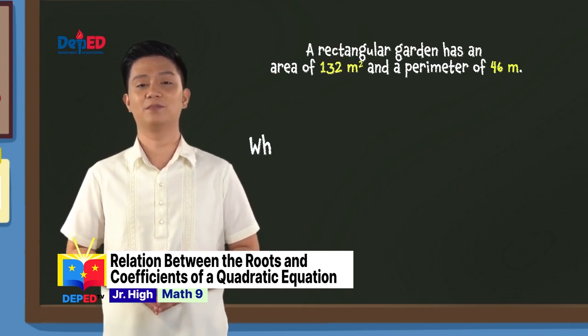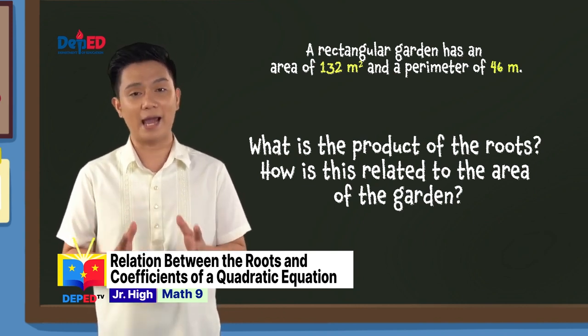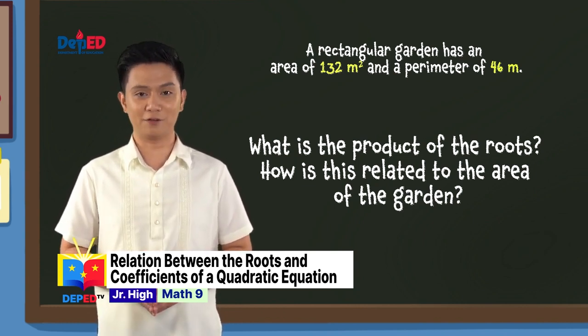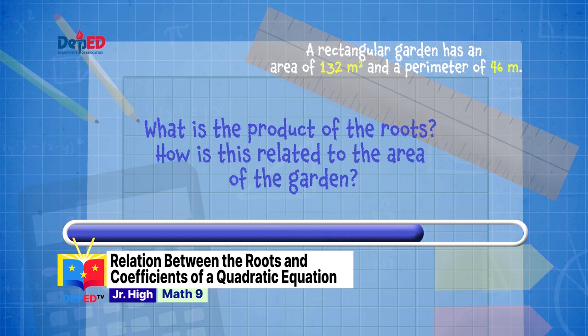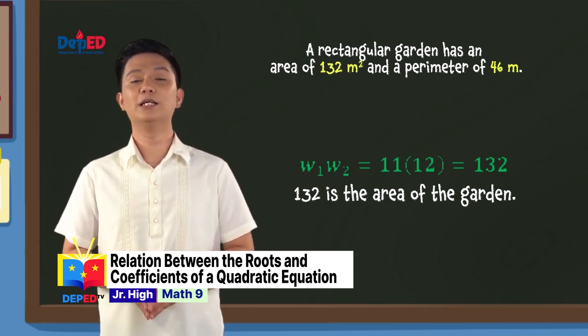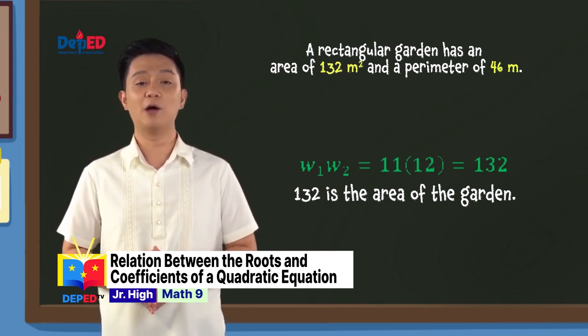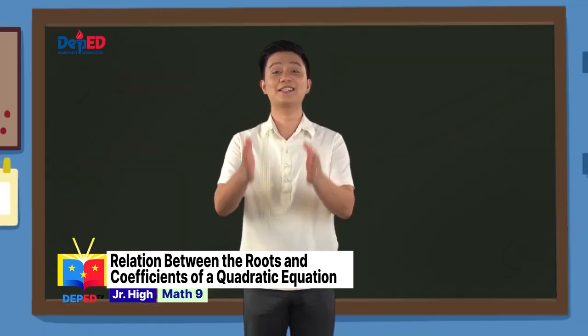Question number 5. What is the product of the roots, and how is this related to the area of the garden? For another 15 seconds, go! Answer: 132. It is equal to the number of square meters contained by the garden, or simply the area of the garden.